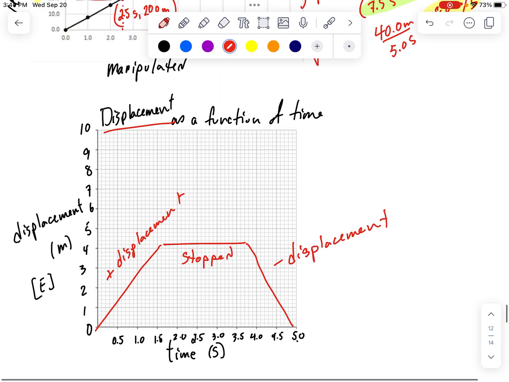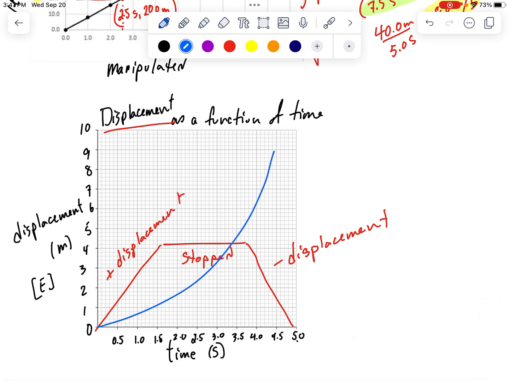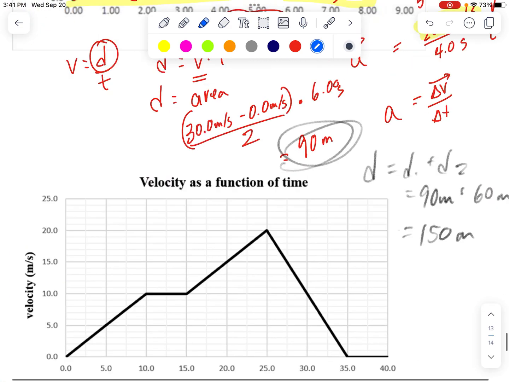If you have a displacement time graph and you instead had a curved line, that means that this is accelerating. This is acceleration, and in this case it's in the positive direction, because you can see that the slope of this line is changing, right? So it's speeding up because that slope keeps changing.